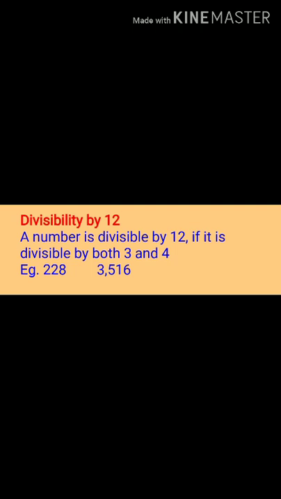Now is it divisible by 3? 5 plus 3, 8, plus 1, 9, plus 6, 15. So 15 divided by 3, we will get 5. So this number is divisible by 3 also. The sum of the digits is divisible by 3, and the last two digits are divisible by 4. So this number is divisible by 12.